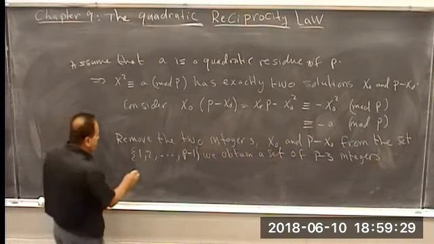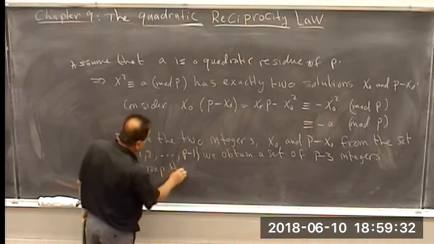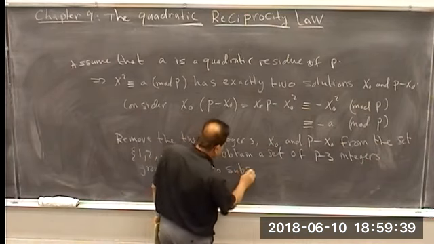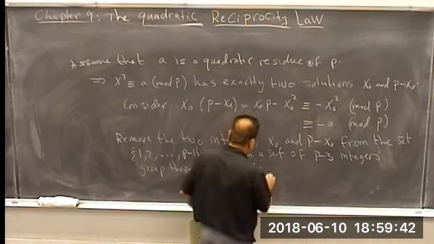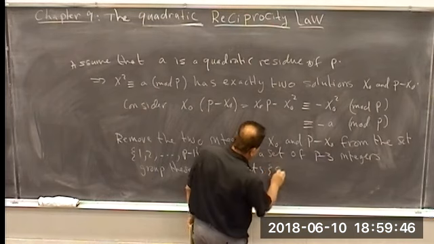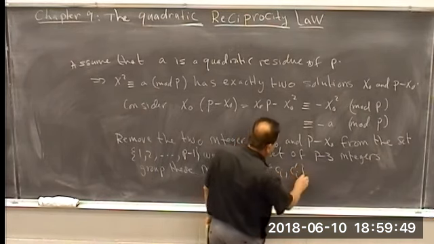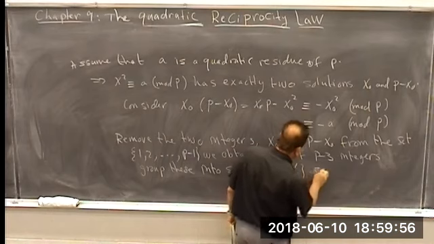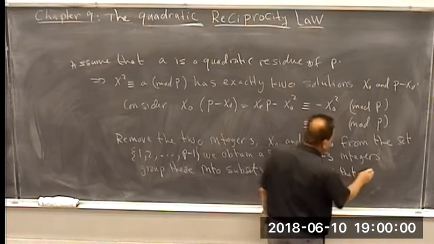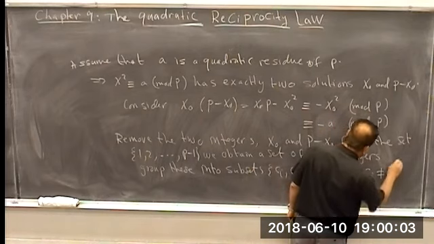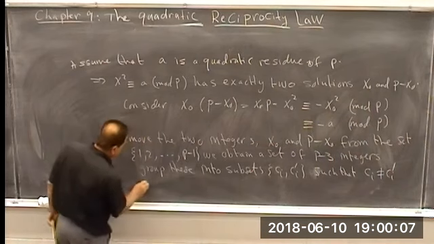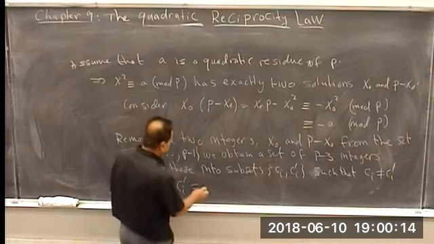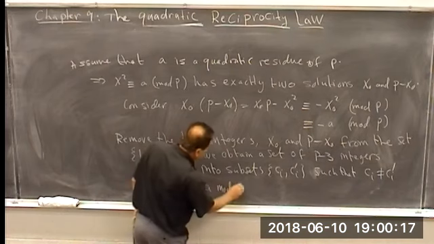Now we're going to group these together into subsets, which is c i, c i prime, such that c i does not equal c i prime, and the product of these is congruent to a mod p.